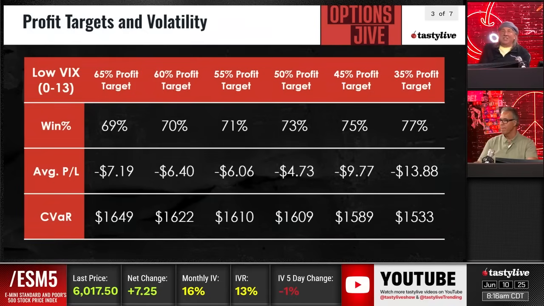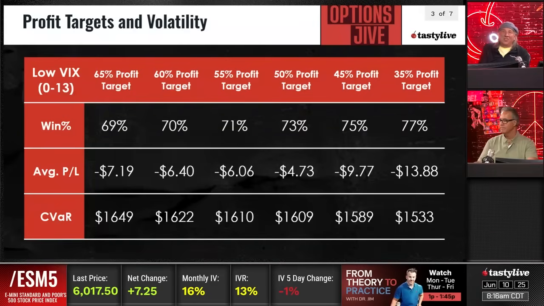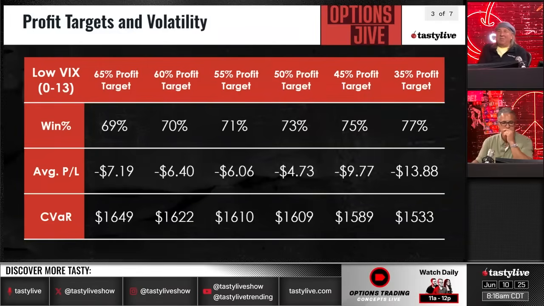All right. So first slide to look at, just because this is where it gets really interesting. This is low VIX, 0 to 13. To give you context, VIX right now is trading around 17 and change. So if you go for a 50% profit, your win percentage is 73%. If you go for a 35% profit target, your win percentage is 77%.